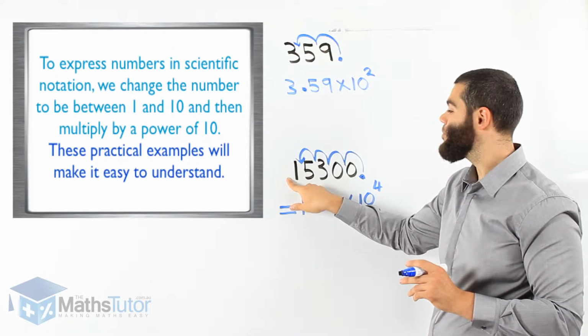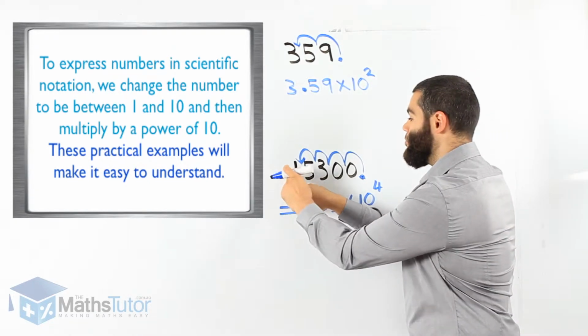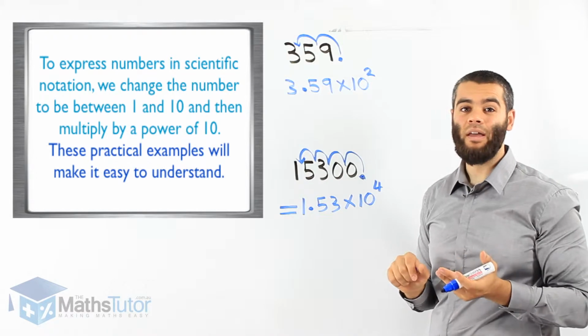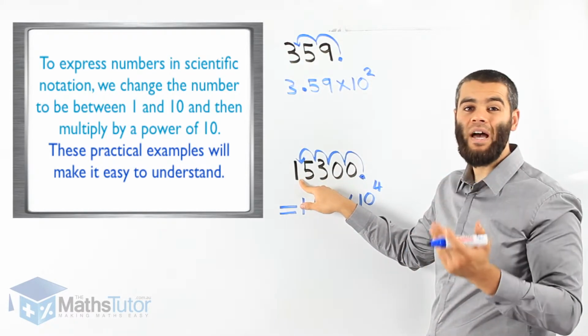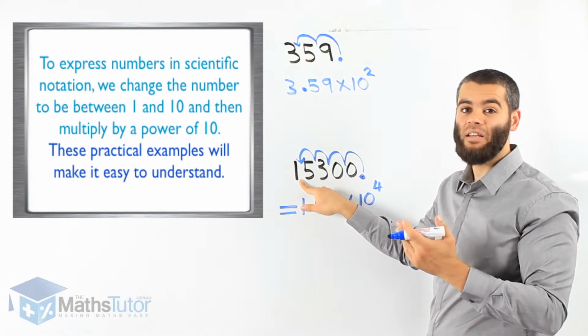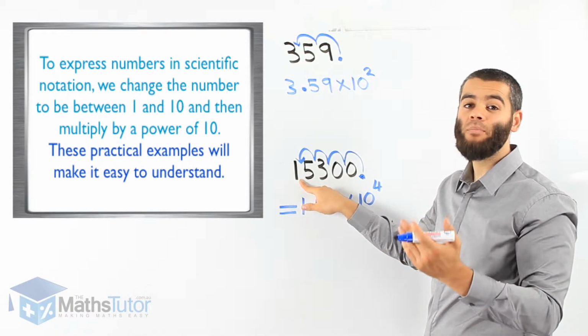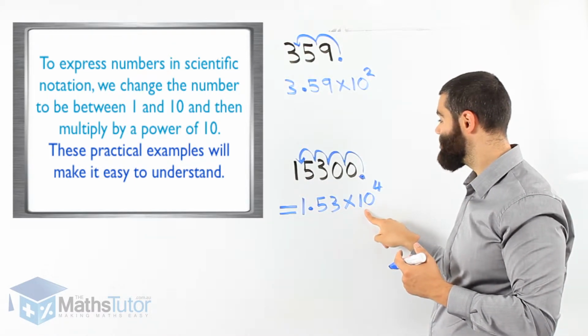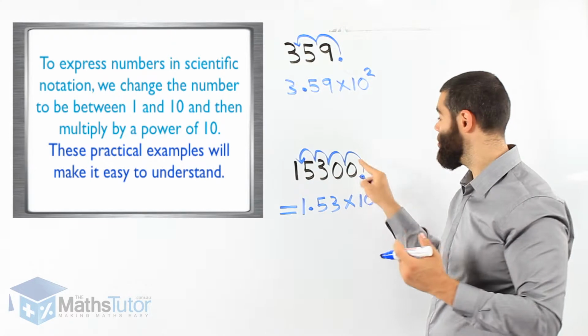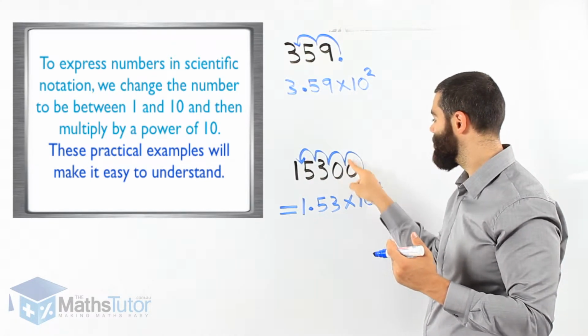We can't put it here because that will be 0.15. That's smaller than 1. So we must put it right there between 1 and 5 to make a number between 1 and 10. 1.53 is a number between 1 and 10. So 1.53 times 10 to the power of 4. Why 4? Because we moved the point 4 times.